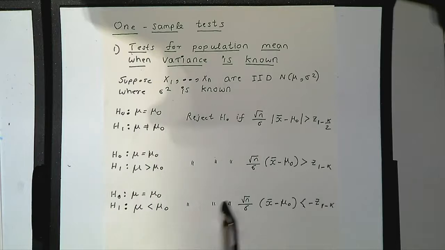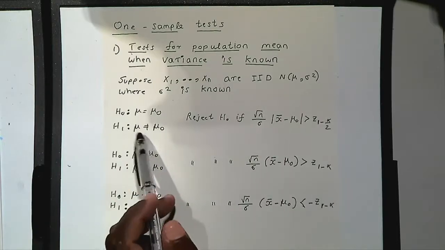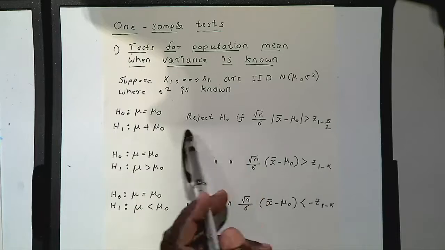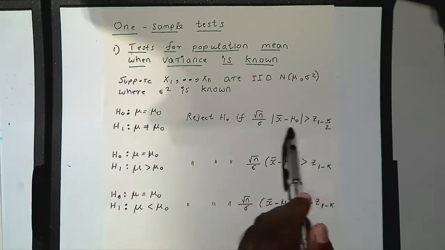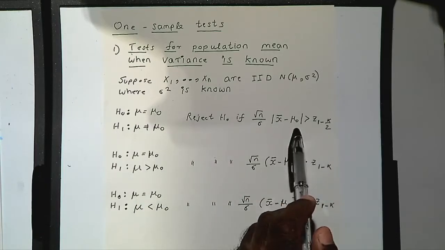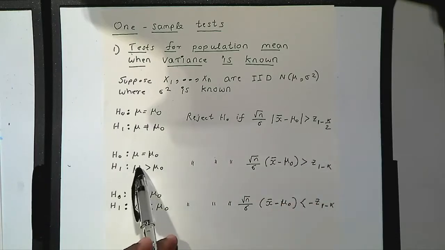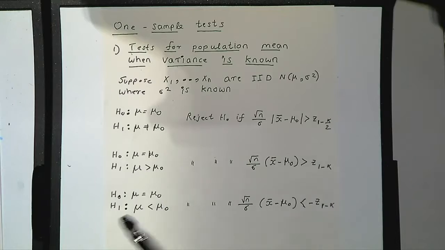So for each of these tests, these are the rejection rules. So for example, this one, you will reject the null hypothesis if this is true. For this one, you will reject H0 if this is true, and so on, right? So that's stuff we did.